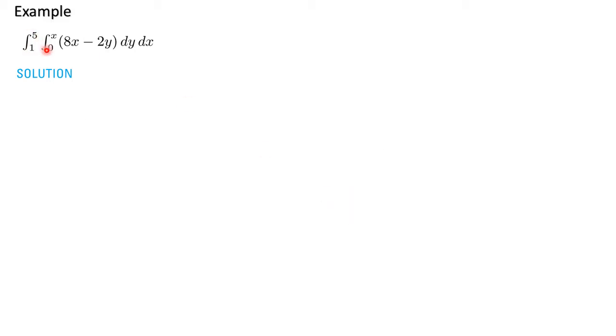Integrate from 1 to 5, integrate from 0 to x, 8x minus 2y dy dx. 0 to x are the limits of y and 1 to 5 are the limits of x. First we integrate the inner integral. So integrate from 1 to x bracket, integration of 8x minus 2y with respect to y will get 8xy minus y square. Limits 0 to x.